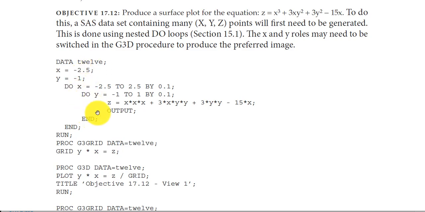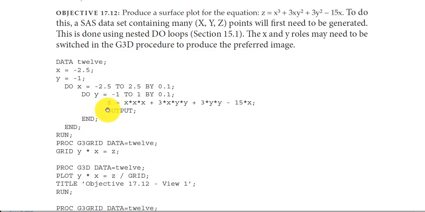So within the nested do loops, I compute the z. I can write this as x cubed plus 3 times x times y plus 3y squared minus 15x. That's what I'm looking for here. We also could have done this as x double star 3. The double star is exponentiation, and this could have been 3 times x times y double star 2, and the 3y squared could have been y double star 2 as well. So it goes through all of this.